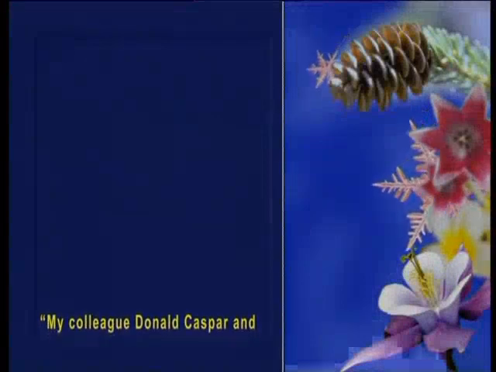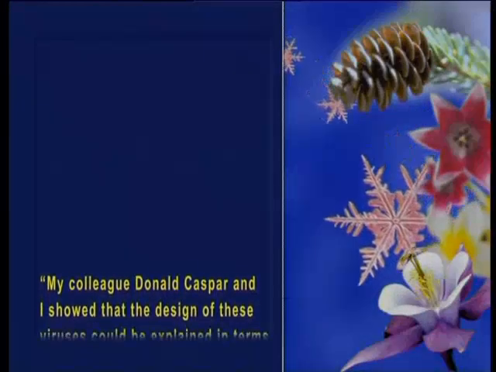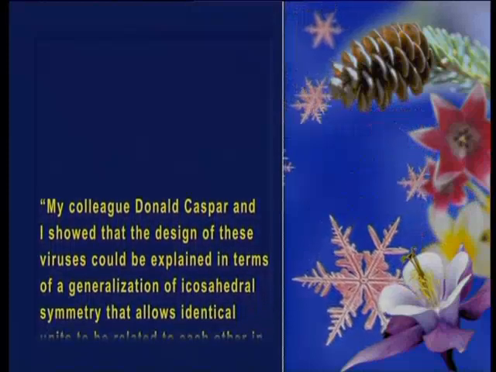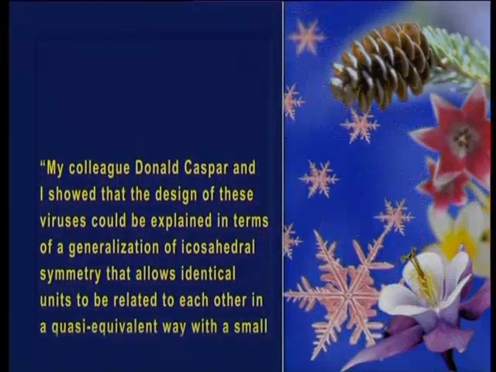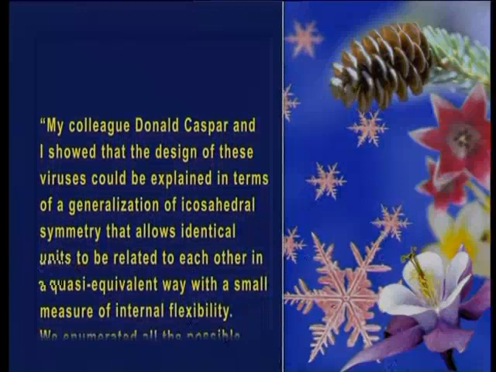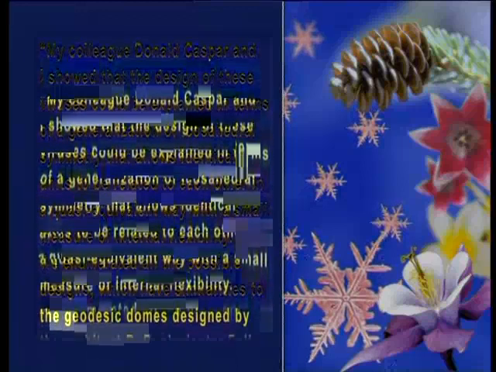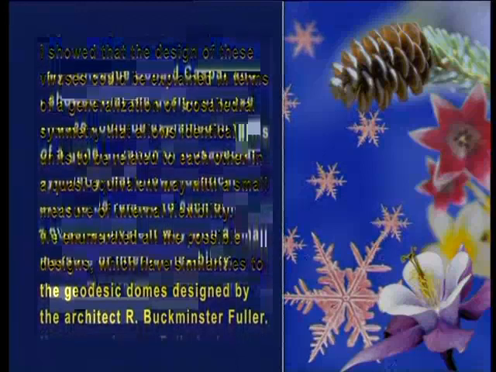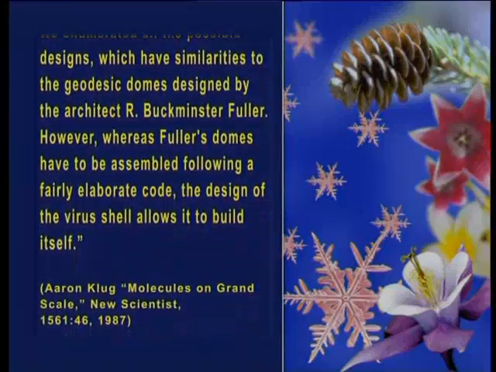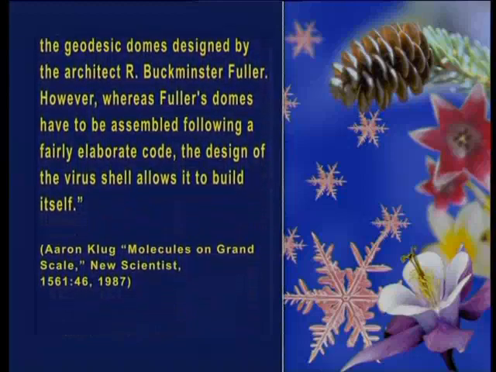My colleague Donald Casper and I showed that the design of these viruses could be explained in terms of a generalization of icosahedral symmetry that allows identical units to be related to each other in a quasi-equivalent ability. We enumerated all the possibilities which have similarities to the geodesic domes designed by the architect R. Buckminster Fuller. However, whereas Fuller's domes have to be assembled following a fairly elaborate code, the design of the virus shell allows it to build itself.